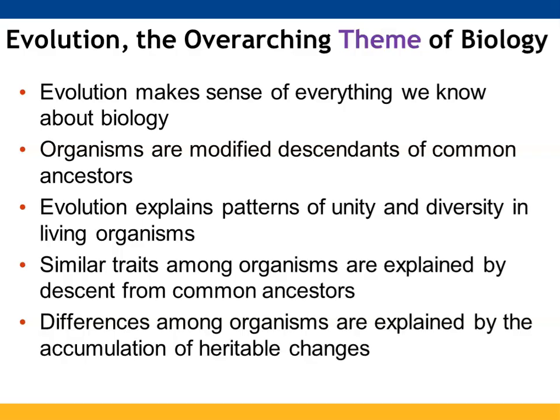If we have identified similar traits among organisms that may appear to be related or may not appear to be as closely related, typically we can go back and see that there was a common ancestor that most likely is where we were able to acquire that particular trait. Organism differences are going to be explained by heritable changes accumulating over time. We're going to spend more time on that in the next section.